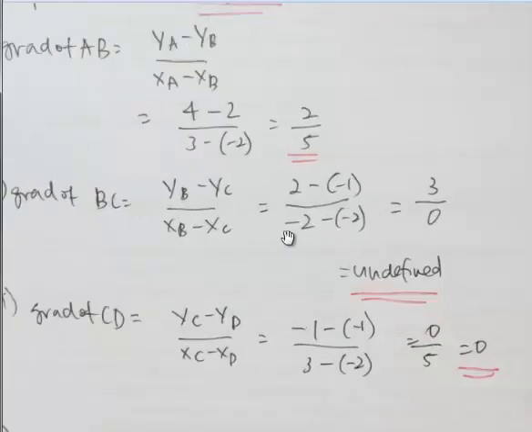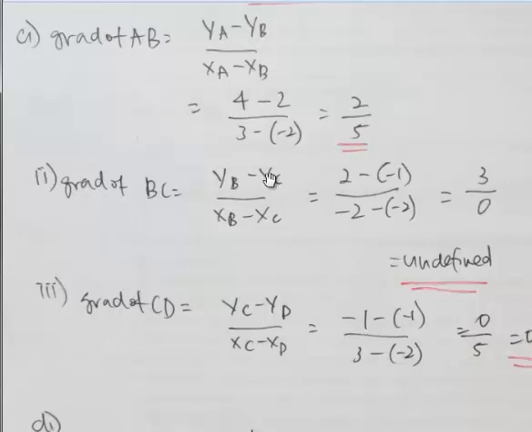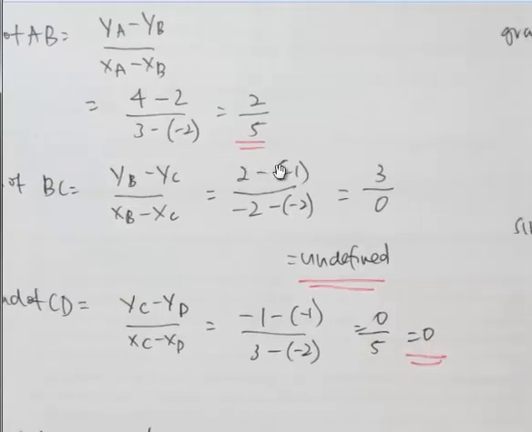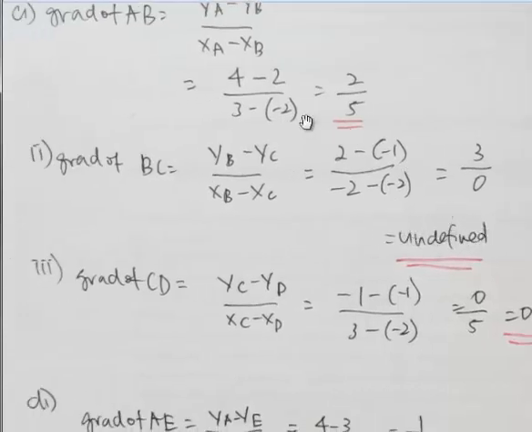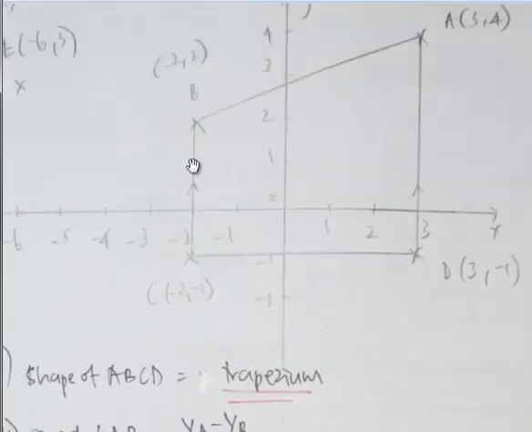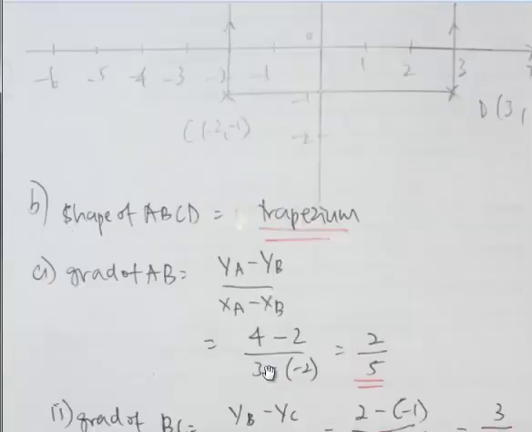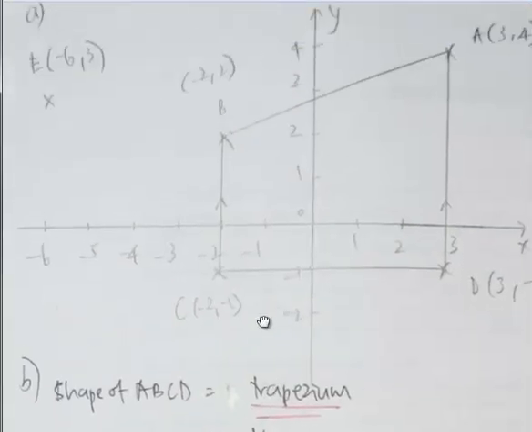Part 2 of C, we determine the gradient of BC, which is yB minus yC over xB minus xC. The y coordinate of B equals 2 minus the y coordinate of C equals negative 1, divided by the x coordinate of B equals negative 2 minus the x coordinate of C equals negative 2, equals 3 divided by 0. So anything divided by 0 is undefined since there's no gradient for that. So it can be seen from here that BC is a vertical line, thus there is no gradient. The gradient is undefined.